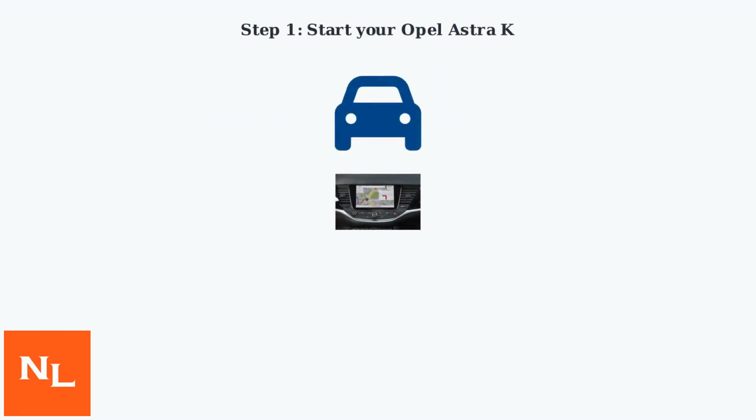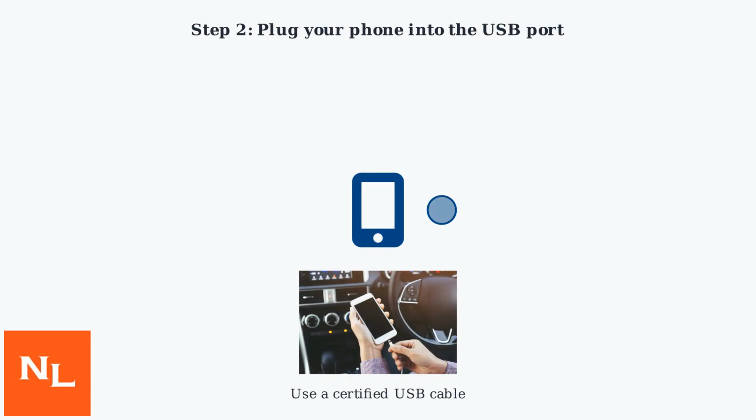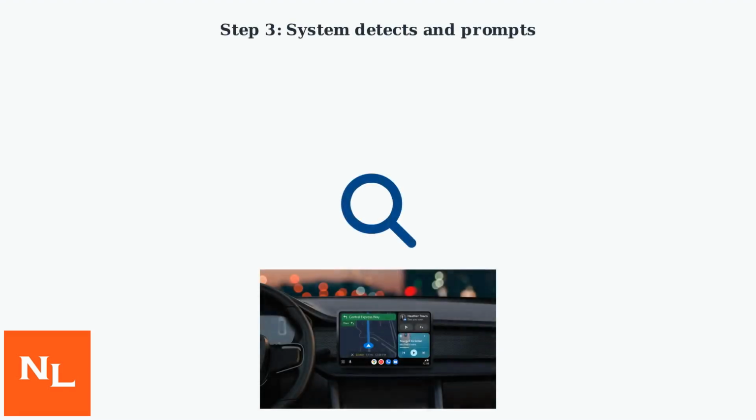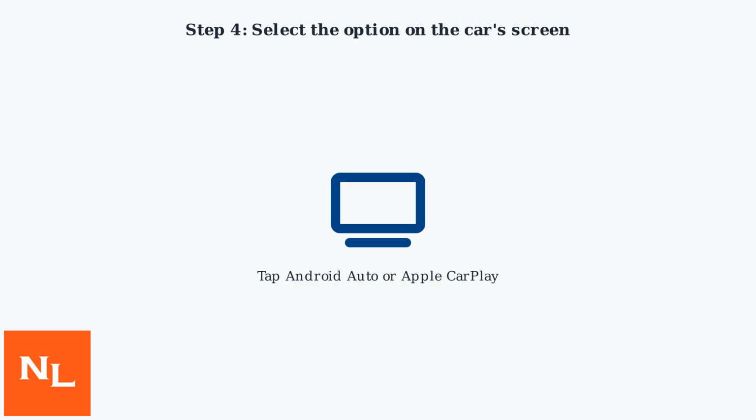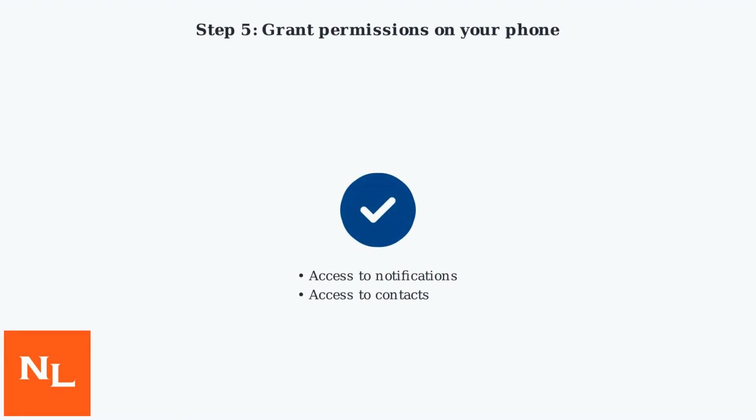Start your Opel Astra K by turning the ignition key or pressing the start button. Plug your phone into the car's USB port located in the center console using a certified cable to ensure proper connection. The infotainment system should automatically detect your phone and display a prompt on the screen. Select the appropriate option, Android Auto or Apple CarPlay, from the menu on the car's screen. On your phone, grant the necessary permissions such as access to notifications and contacts to complete the setup.